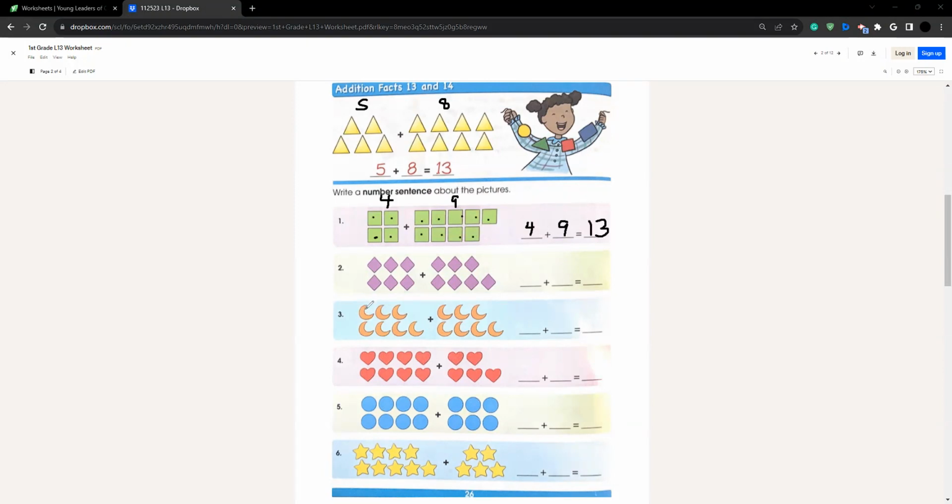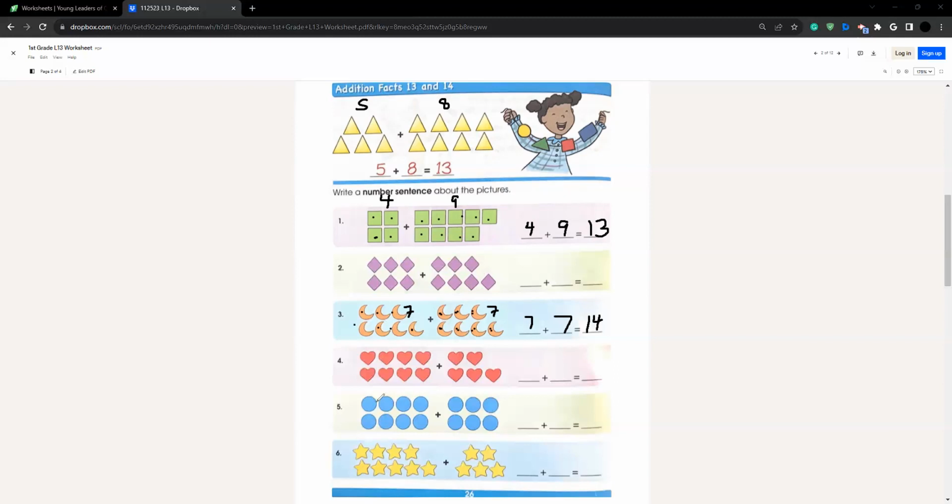Number 3, count 1, 2, 3, 4, 5, 6, 7. 7 moons over here. And 1, 2, 3, 4, 5, 6, 7 again on this side. So 7 plus 7 is going to be 14. Let's check. We count up from 7. 7, 8, 9, 10, 11, 12, 13, 14. 7 plus 7 is 14.